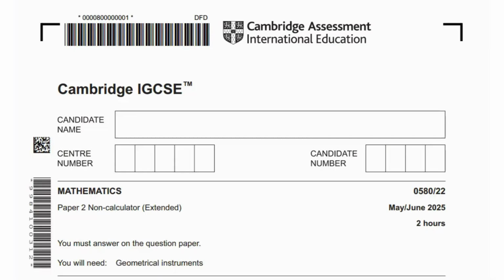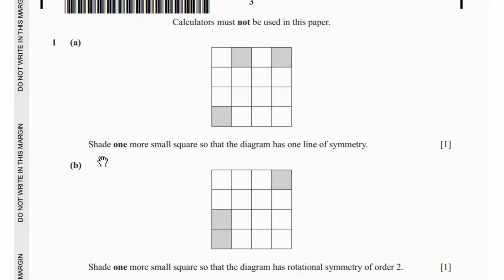So let's start with this one. The first question says to shade one more small square so that the diagram has one line of symmetry. So for that, you can shade this one, because this way you will have this line of symmetry. Or you can shade this one over here. This way you will have, again, one line of symmetry. So these are the two squares you can shade.